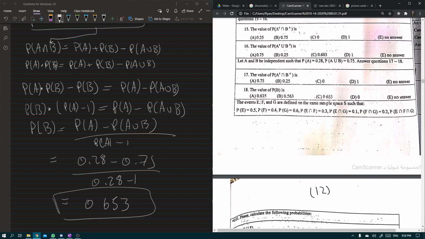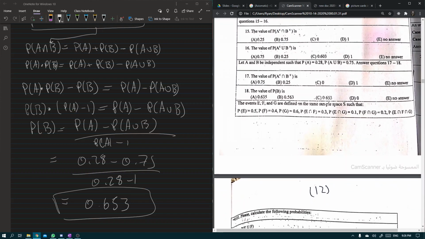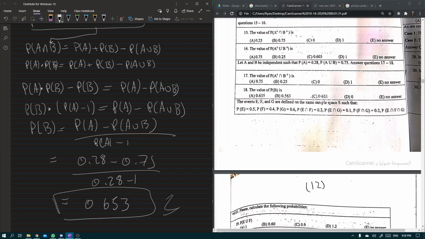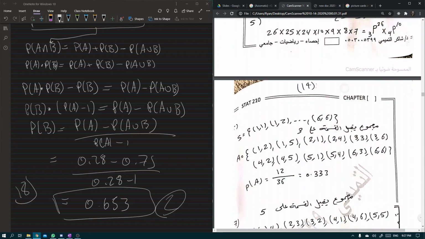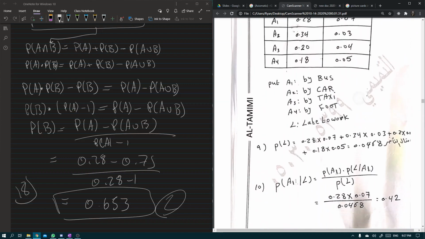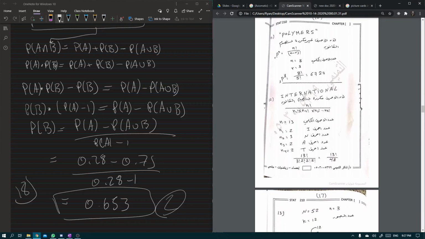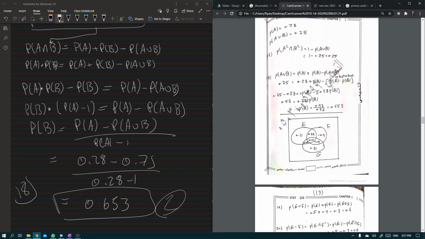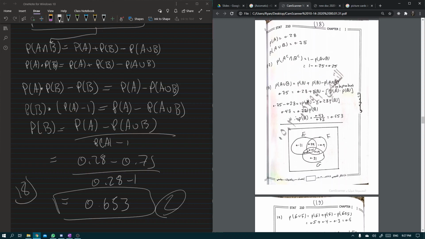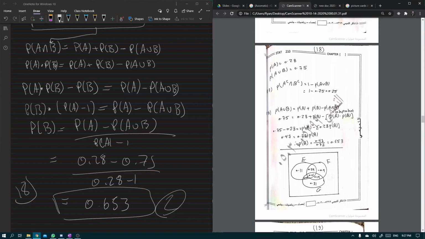Okay, let me check the answer. So the answer should be 0.653, C. Okay, this is number 18. Let me just check the answer. Yeah, it's correct. But they did it in a different way? I don't know what they did to us. Oh, wait. They didn't need 1 minus.